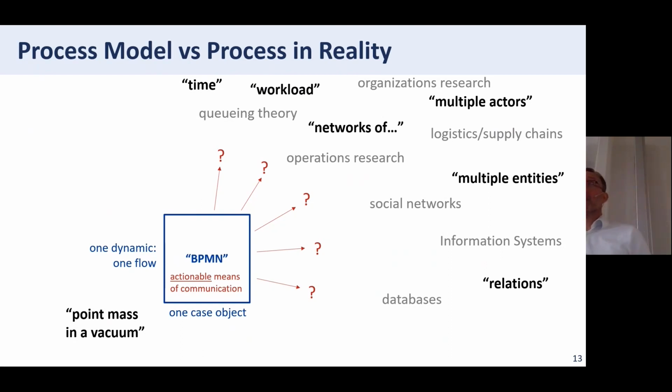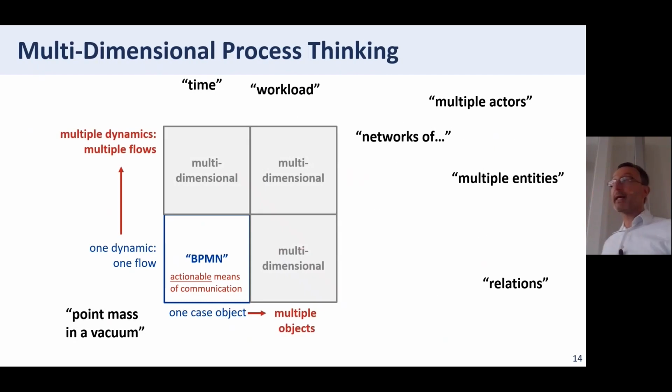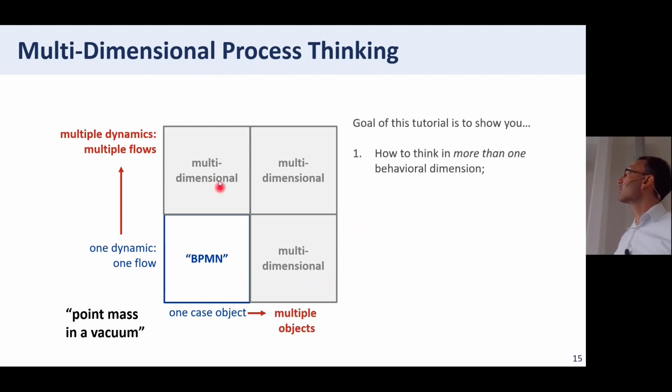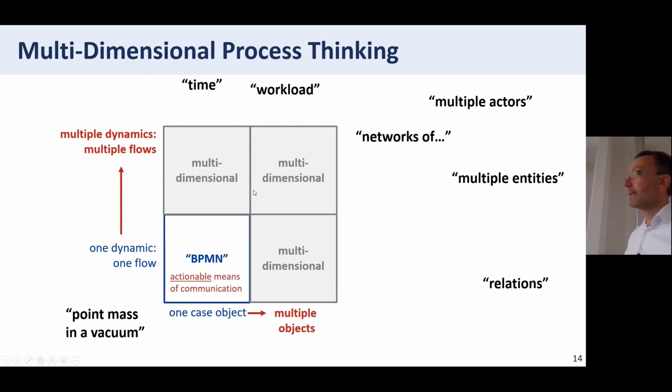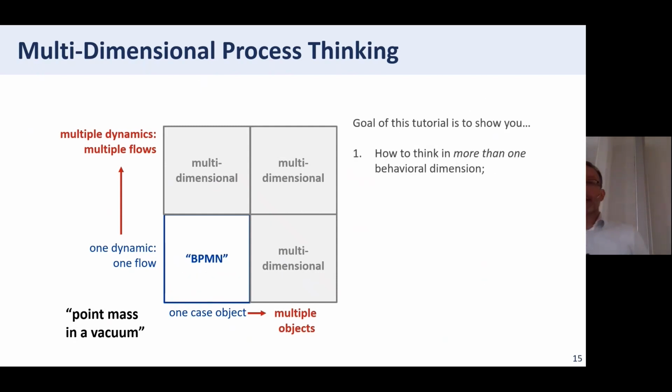So what I want to cover in this tutorial is to reach out into these other areas by simply looking at what happens if we add multiple objects. Well, some of you probably know this already, object-centric process mining, artifact-centric process modeling, but also what happens if you analyze multiple flows, multiple dynamics, and then, of course, what happens if you combine them together. So the goal of today is, at the basic level, that you get an idea of how to think in more than one behavioral dimension, beyond BPMN.